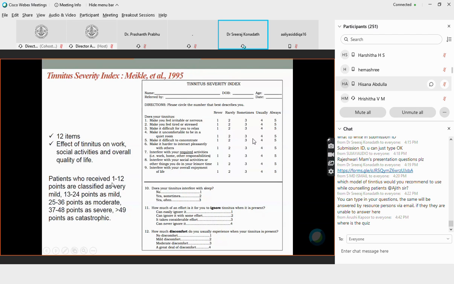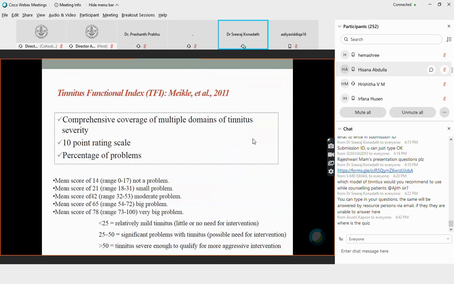If it is 1 to 12, points are classified as slight. If you get 13 to 24, it is mild, 25 to 36 is moderate, 37 to 48 is severe, and greater than 49 is catastrophic tinnitus. So this also gives you information on how much of a problem the person is having.